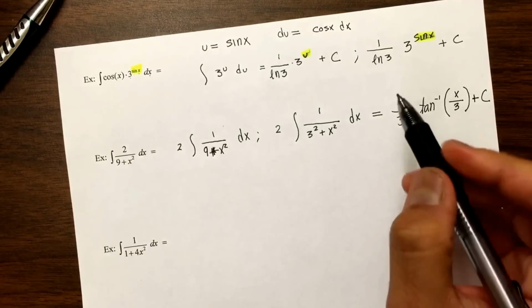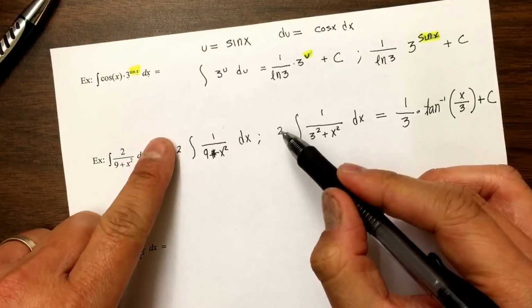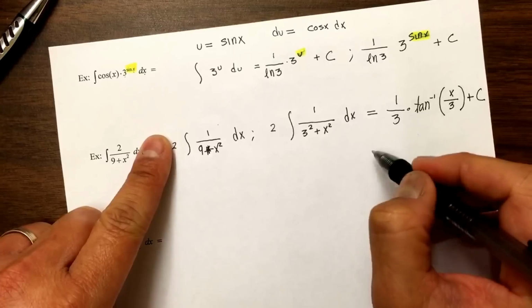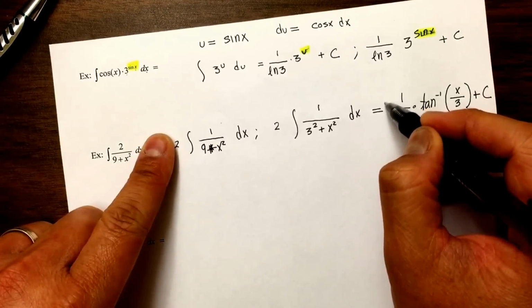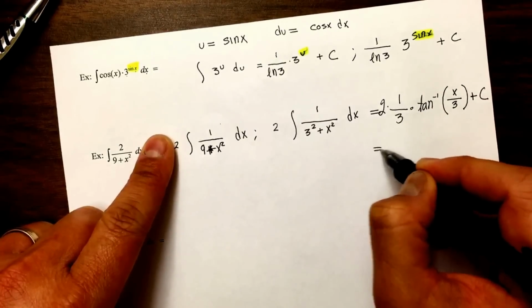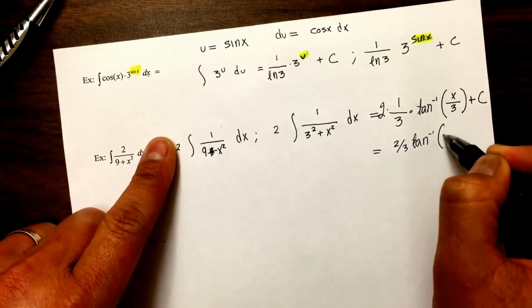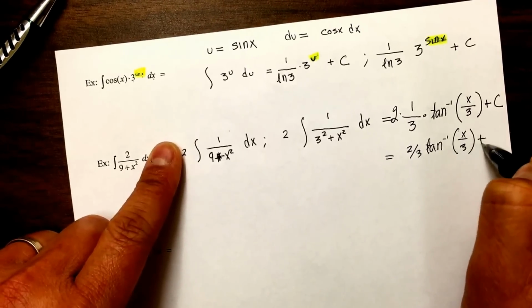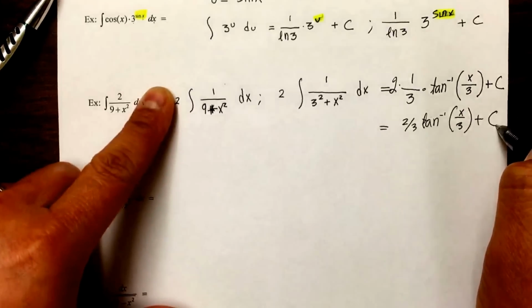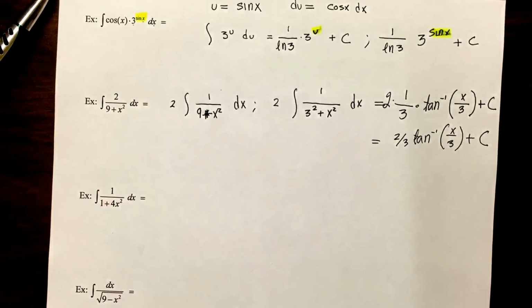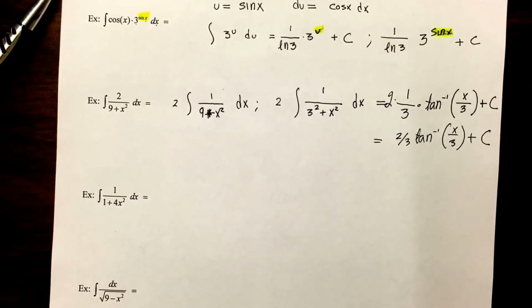Okay. Oh, and don't forget, there was a 2 in the front. We need to bring that over. So bring that in, okay? Bring that over like that. So simplify it down to something like that. Awesome, very good.